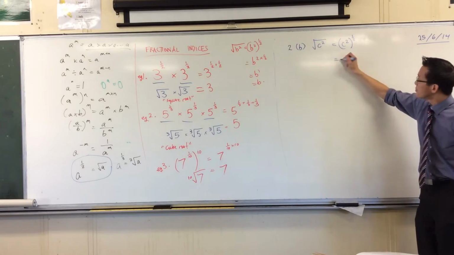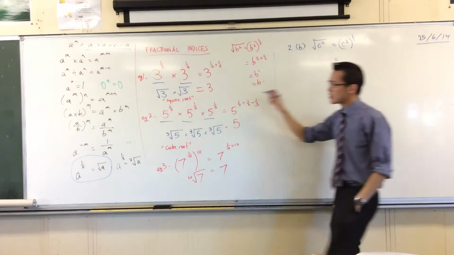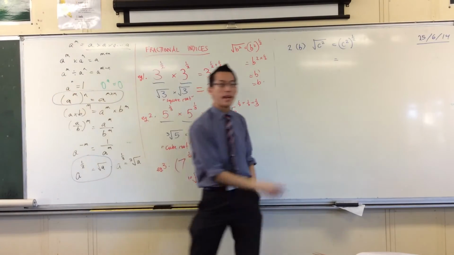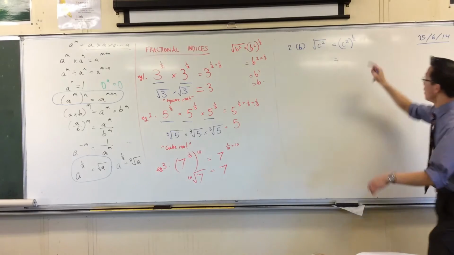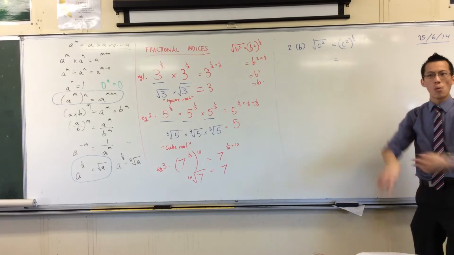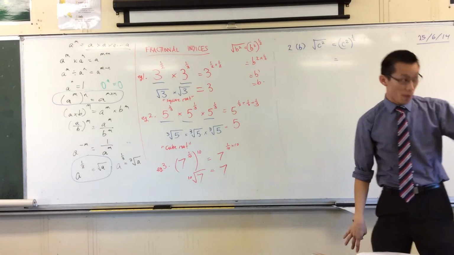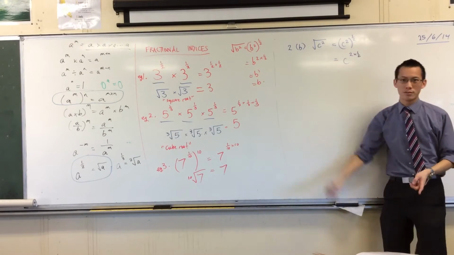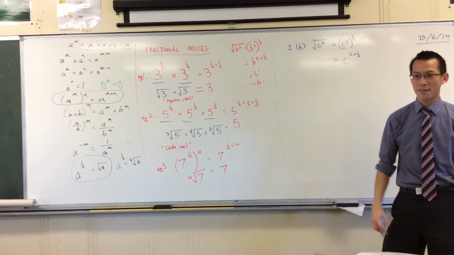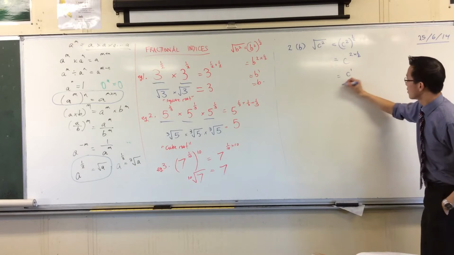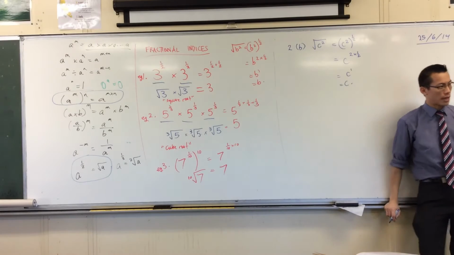I'll show you why. When you see this, this looks like this, doesn't it? Can you see the brackets? Can you recognize it? It's the power of a power. There's one and there's the other. So when you've got a power of a power, what do you do to the powers? You multiply them. Like so. 2 times a half. That's just 1, right? That's c. Okay, so there's your answer.